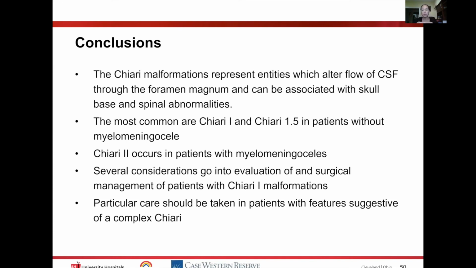And this subset of complex Chiaris are really the patients that you want to understand what's going on and really give a little more thought, because they are at a higher risk following treatment. It's important to be very upfront with the family, because certainly talking to them about the first surgery without talking to them about the potential risk down the line of needing additional surgeries wouldn't be doing anyone any service.